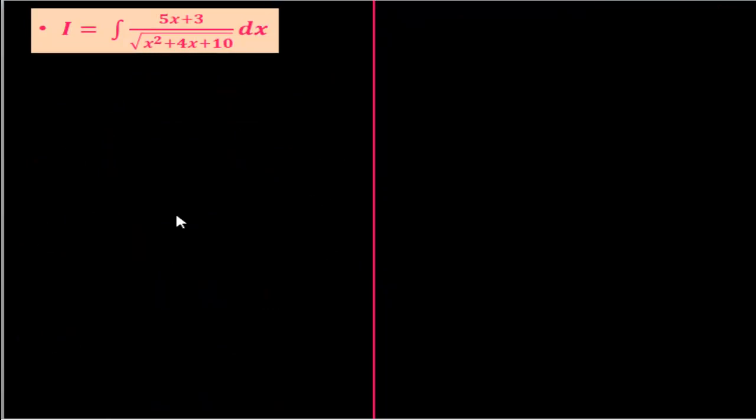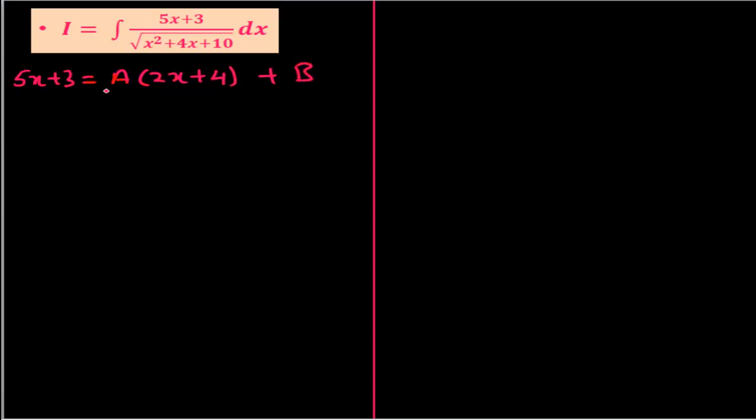Taking one more of this kind, see here, it is difficult to convert 5x plus 3 into the derivative of this, but it can be done, but it will take time. So what we can do, we can put 5x plus 3 as a times, and now I'll write the derivative directly. We write a times the derivative of this polynomial. So what is the derivative? It is 2x plus 4, plus b.